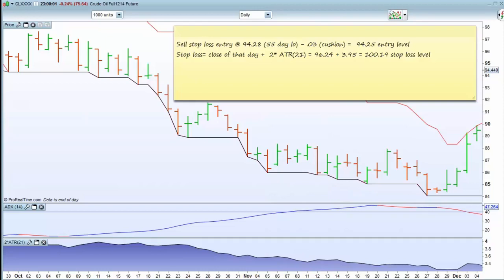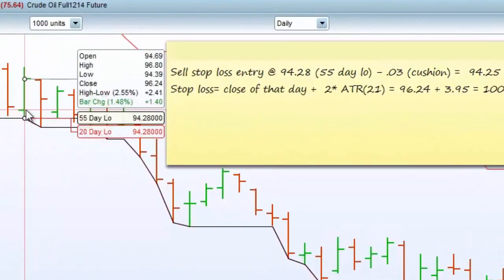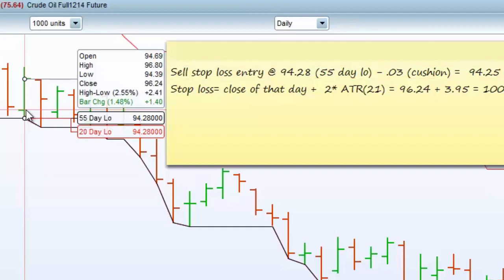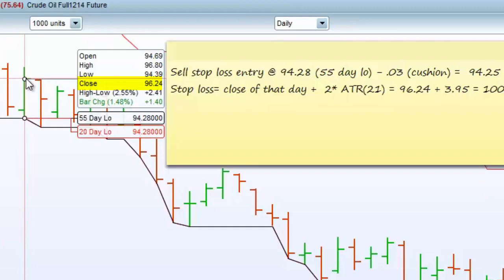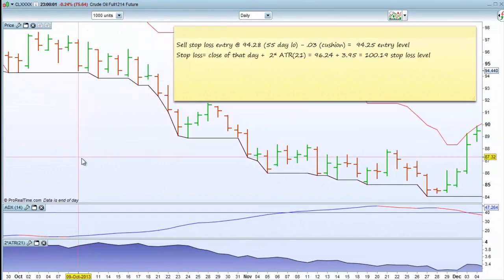Okay, now that I've put on the ATR 21 at the bottom, the 2 times ATR 21, let's go through it. Our stop loss entry is on that day at 94.28, which you can see to the right of the cursor, the 55-day low, minus the cushion, which you can see on the yellow sticky note. That means our entry level is 94.25. Our stop loss on that day is going to be the close of that day, which you can see is here at 96.24, which you can see to the right of the cursor, plus the ATR 21, the 2 times ATR 21, which is here at the bottom.